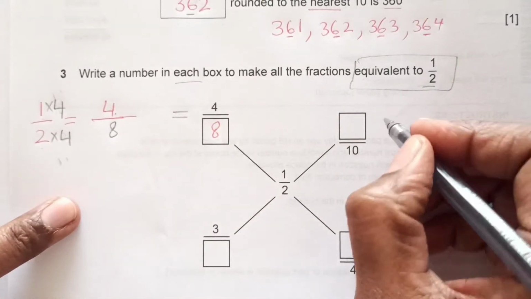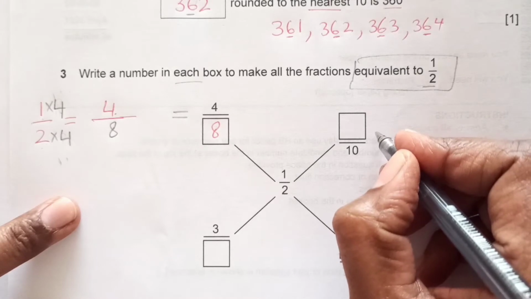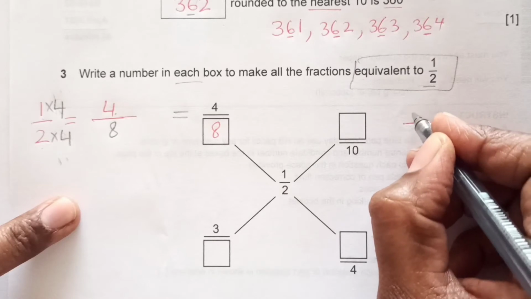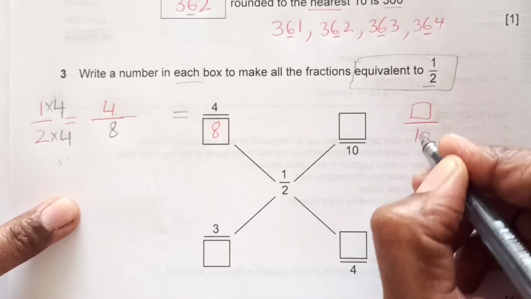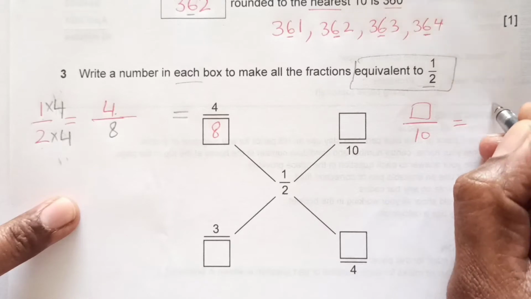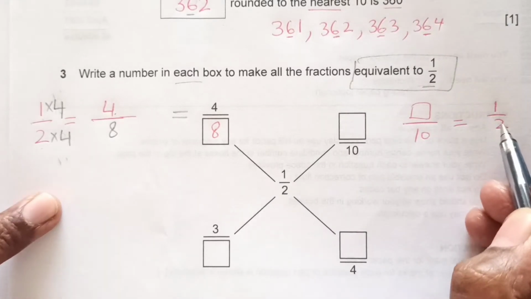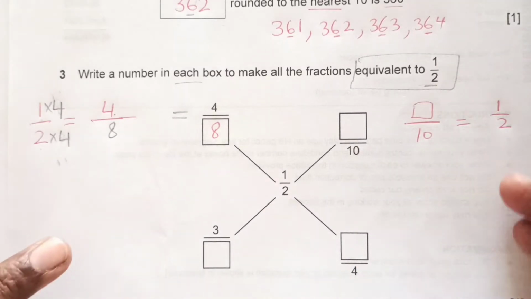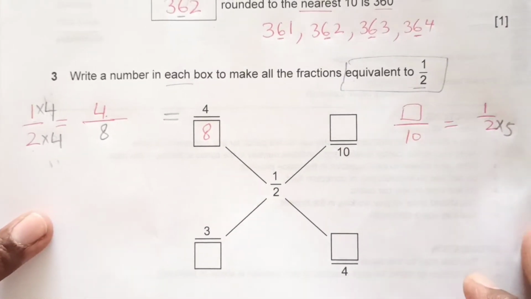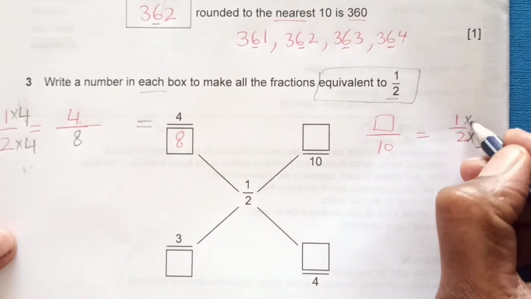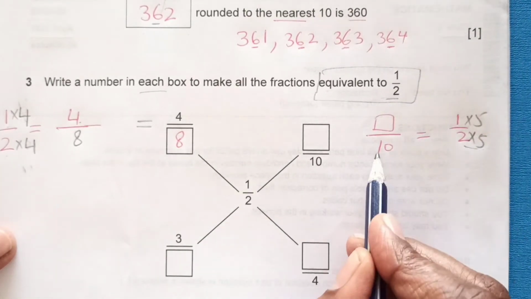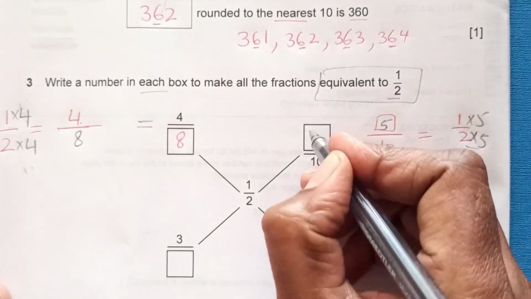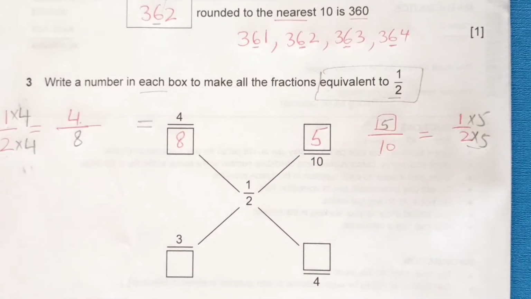Okay, now this one here. The answer should be this number over 10. We have 10 here, and our answer is supposed to be 1/2. From 2 to make this 10, we multiply here by 5 and here also by 5. So 5 times 2 will become 10, and 5 times 1 will become 5. So here we are going to put 5.